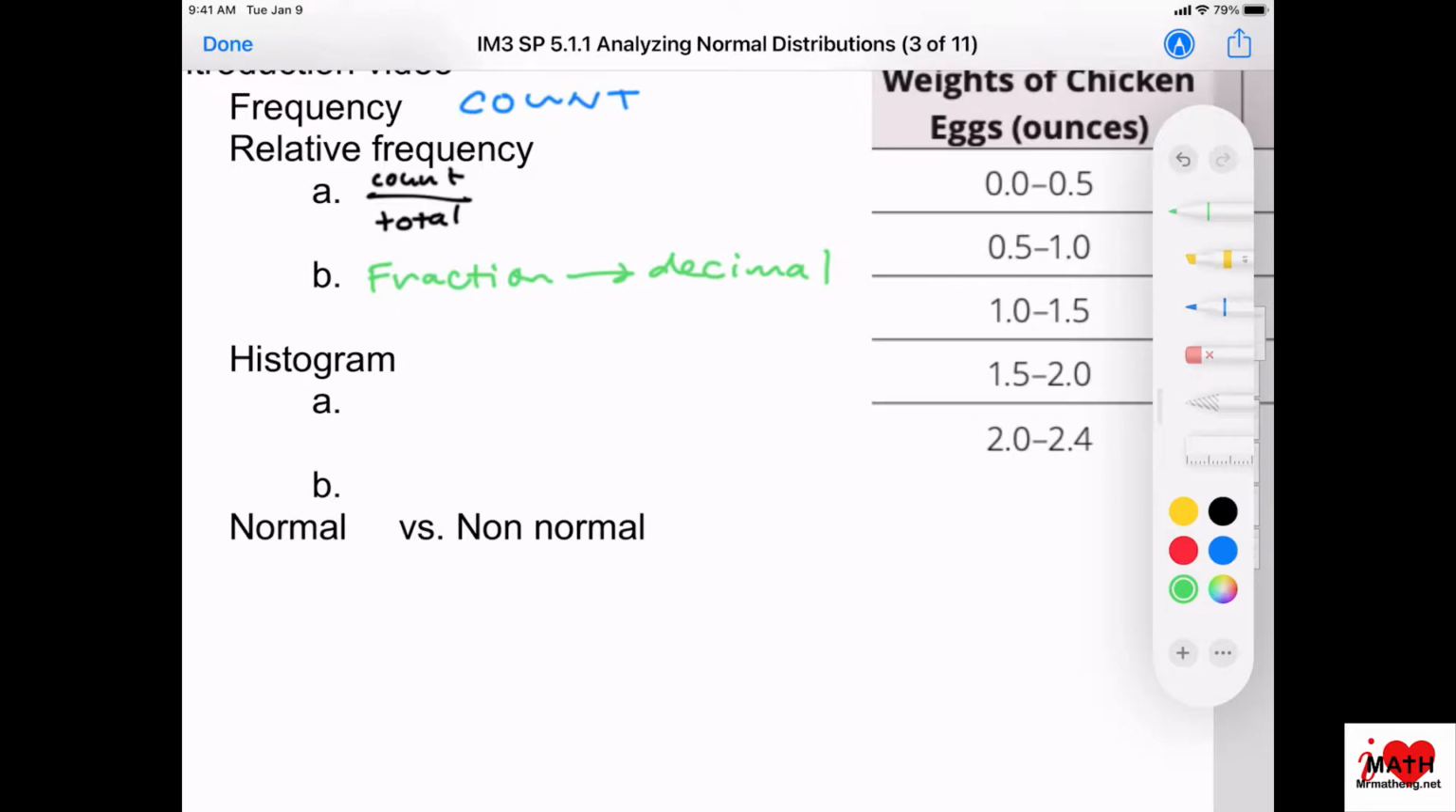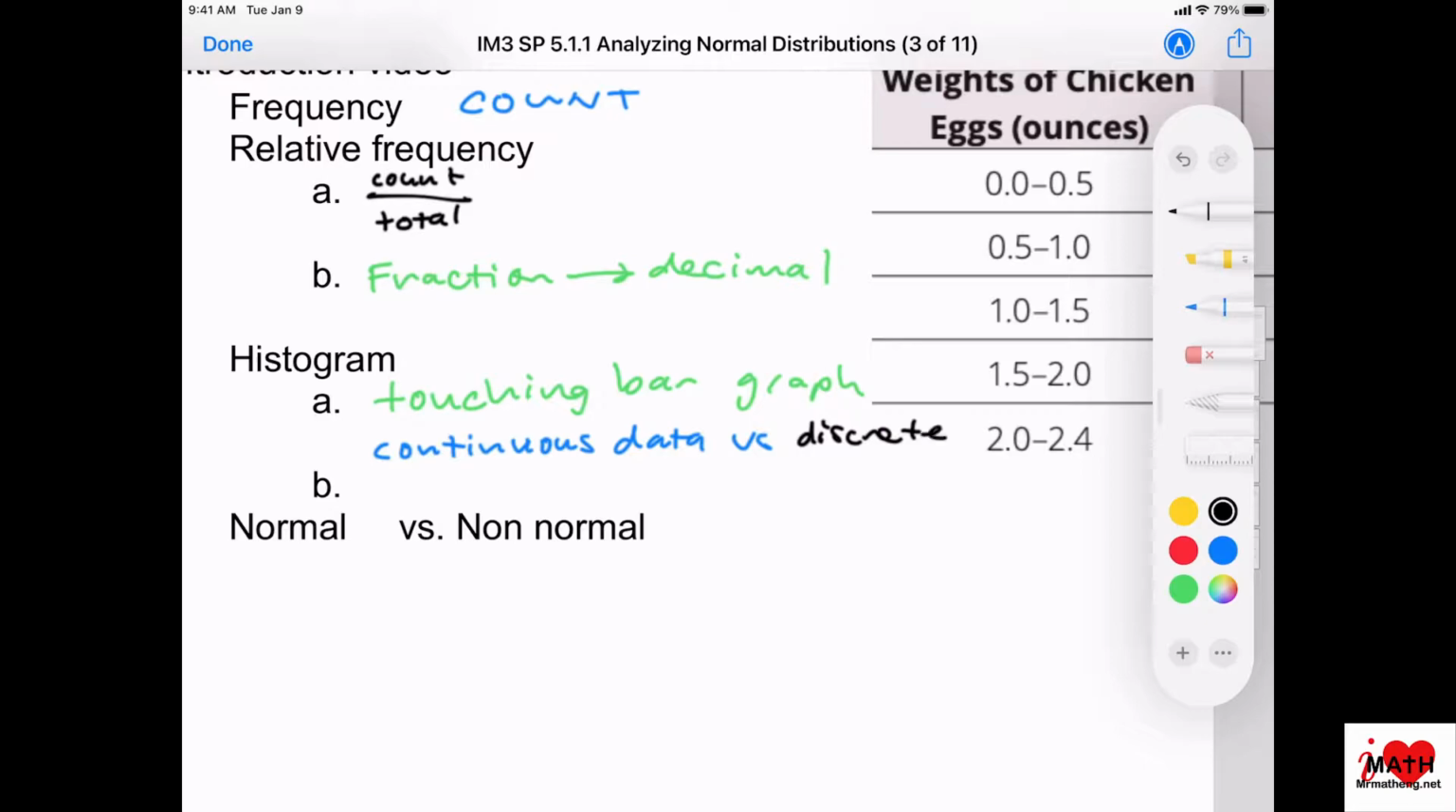So what is a histogram? It is a touching bar graph, and we're going to make one out of this example here. And then there's two ideas here. There is something called continuous data versus discrete data.